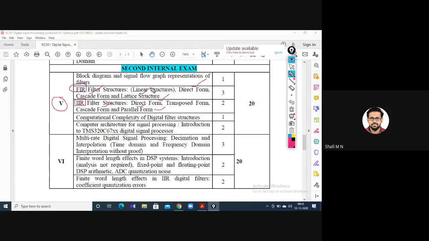First order structure. You will have two rails, say the F rail and the G rail. You will have lattice coefficients K1, K2, K3. You should be able to convert from lattice structure to direct form and from direct form back to lattice structure. So you have to practice. You have to spend more time on the lattice structure. The probability of a lattice structure question being asked is 50%. Most probably you will get the direct form and cascade form.